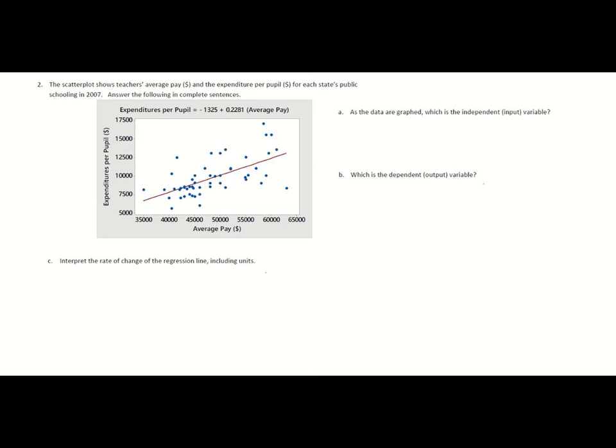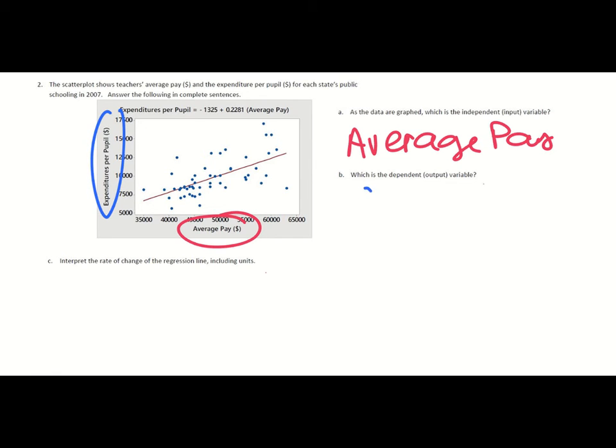Okay. Number 2, it says scatter plot shows the teacher's average pay and expenditures per pupil in a state teacher's public schooling in 2007. As the data are graphed, which is your independent variable? That would be the average pay, this one down here. And then my dependent variable is the expenditures per pupil.